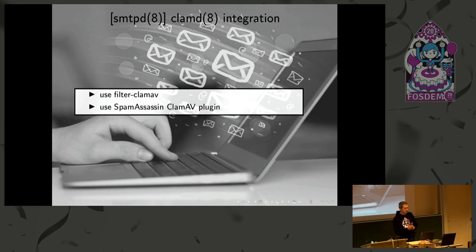Another possibility is to use ClamD called by SpamAssassin. There are cool things to use there, but something that's not perfect. The thing that's not perfect is that if a virus is detected this way, the email will be rejected as junk, not as a virus, so the message that will be put to the upstream mail server will not be correct.